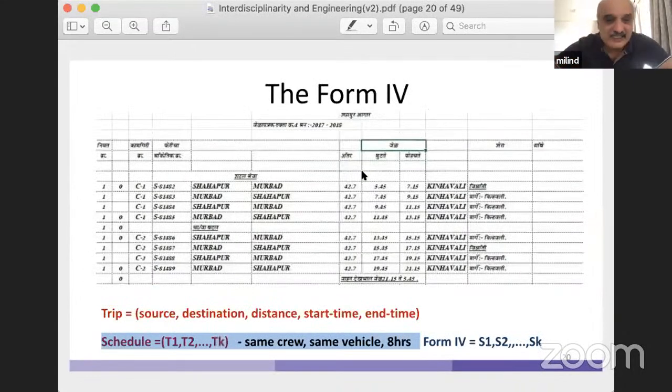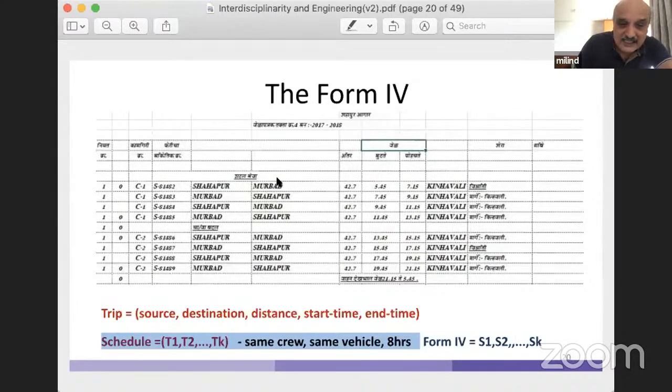So there we will see that the Taluka Bus Depot organizes the timetable in terms of Form 4, a standard Indian standard Form 4, where all the trips are listed. So there's a Shahpur Murbad trip at 5:45, and it reaches at 7:15, and then from Murbad it comes back to Shahpur at 7:45 and reaches at 9:15, and so on.